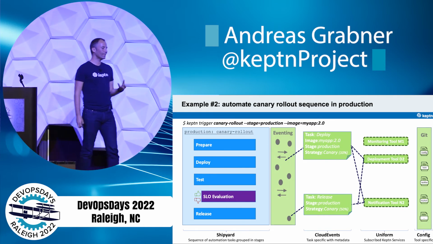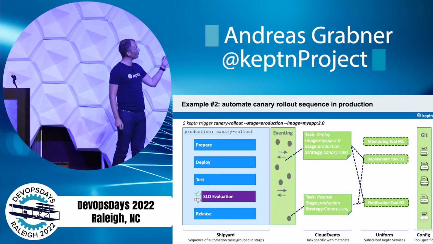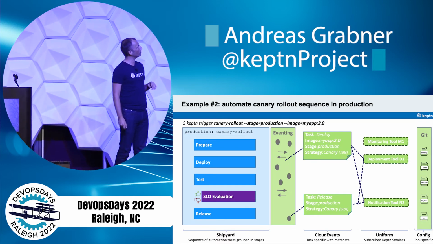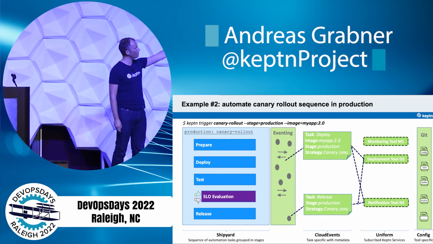Example number 2, automated canary rollout sequence in production. So here I have a production stage, and canary rollout is my sequence name. I have prepare, deploy, evaluate, and release. And I guess you get the idea. Here the cool thing is you see my animation.